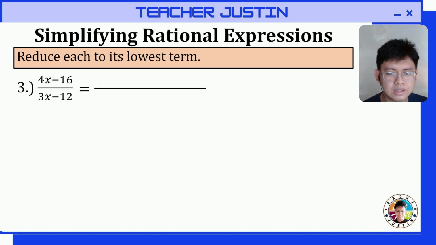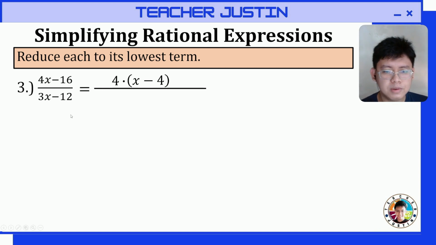So yung common factor nila is they are both divisible by 4. Tapos, yung other factor niya, let's divide 4x by 4. That will be x. And so let's divide negative 16 by 4. That will give us negative 4. So yung other factor niya will be x minus 4. So ito yung ating factor of our numerator.